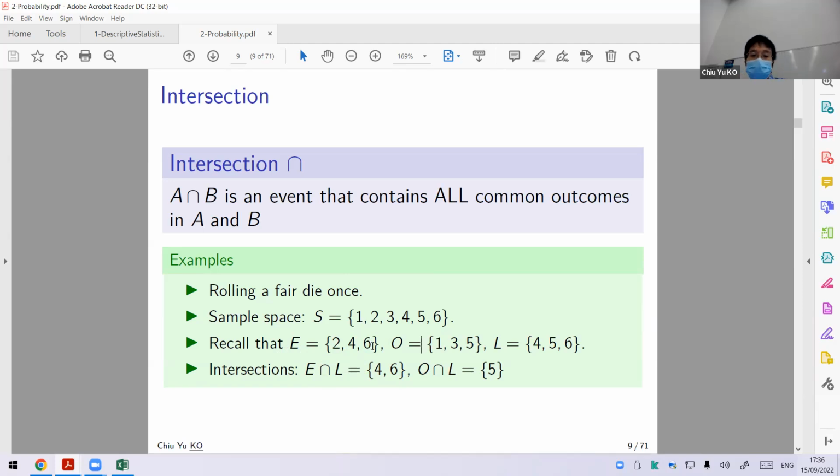That is actually the same as what you learned in high school. It's called finding common factors, right? Find the common thing there. For O and L, the common element is 5. So immediately ask yourself, what is E intersect O? It will be nothing, because there's no common element. E and O will be empty.